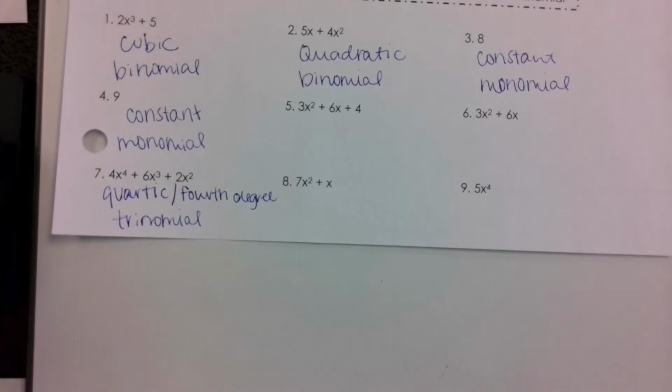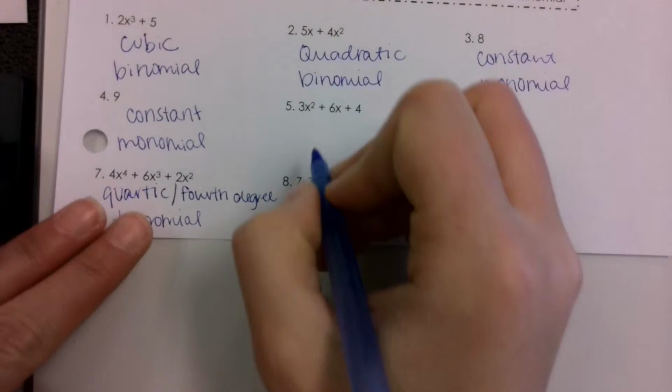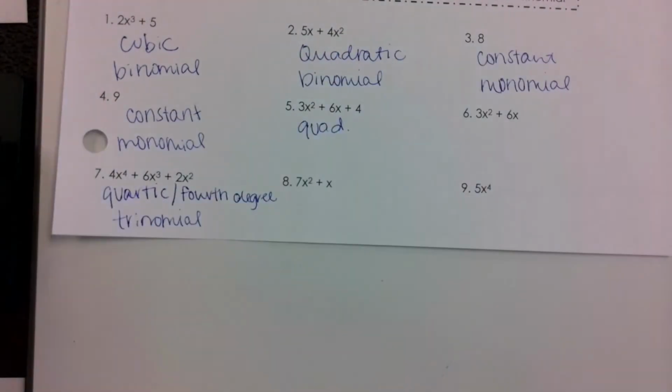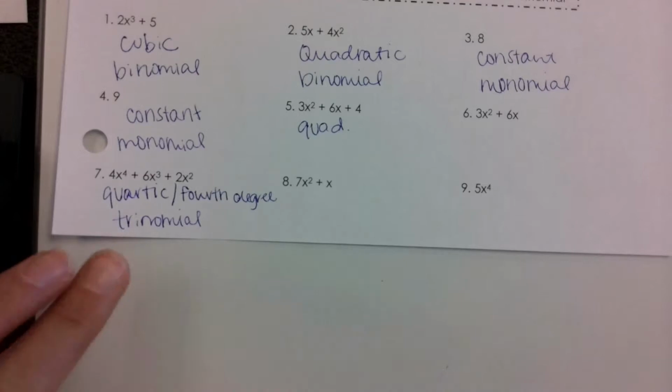Alright, so Natalie, for number 5, what's our highest exponent? 2. So what do we call it when your highest exponent is 2? Quadratic. And then, Jacob, how many terms do we have? So what do we call it with 3 terms? Trinomial.